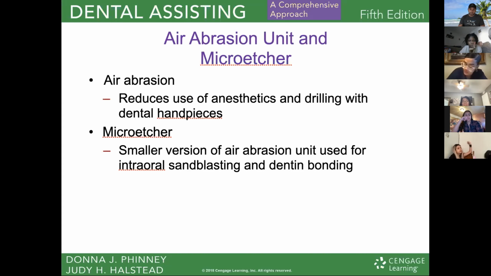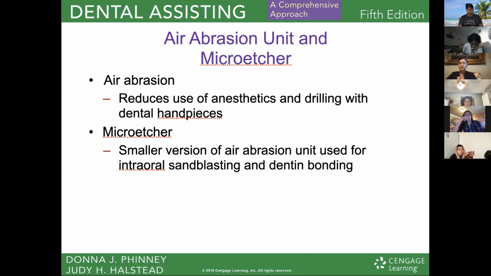Micro etchers are smaller versions of the air abrasion unit, and this is used for intraoral sandblasting or dental bonding. So let's say we have a crown that fell off, and there's lots of times cement or debris that's still in there. So a micro etcher can be used, it's like this little sandblaster. It almost looks like an airbrush, like what artists use to paint paintings, but instead of shooting ink and air out of it, it shoots basically sand out of it, and it can sandblast the inside of crowns. It can also etch them, it puts little microscopic holes in them so that they can bond easier.